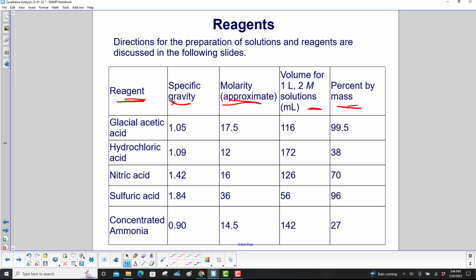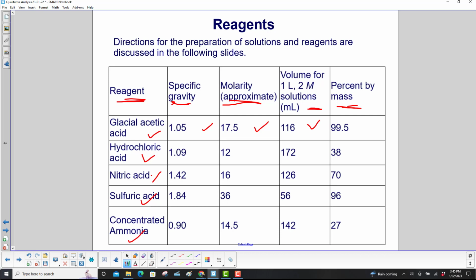So we have glacial acetic acid, hydrochloric acid, nitric acid, sulfuric acid, and concentrated ammonia. The specific gravities are 1.05, 1.09, 1.42, 1.84, and 0.90. Molarities, 17.5, and down the column we have 12, 16, 36, and 14.5.